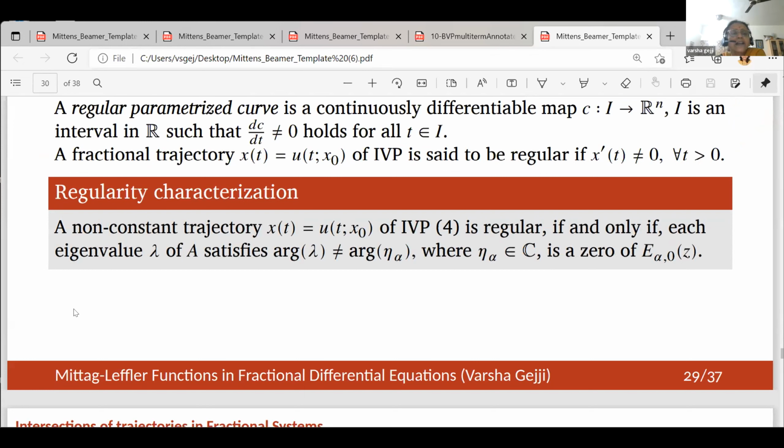Now a non-constant trajectory x(t) of this initial value problem, with initial value x0, is regular if and only if each eigenvalue lambda of A satisfies this property: argument of lambda is not equal to argument of eta_alpha, where eta_alpha is a zero of E_alpha. That means in certain cases, whenever the argument of lambda is equal to the argument of eta_alpha, you will have irregular solutions.